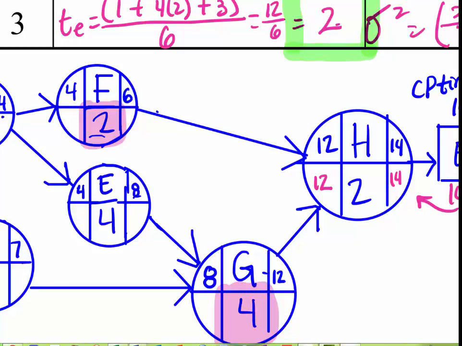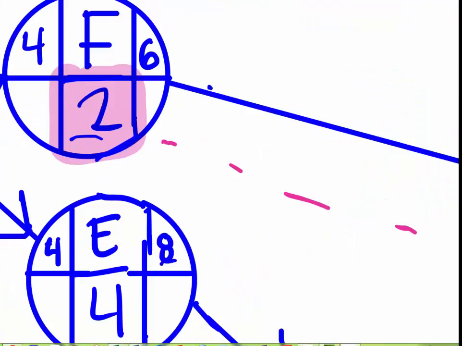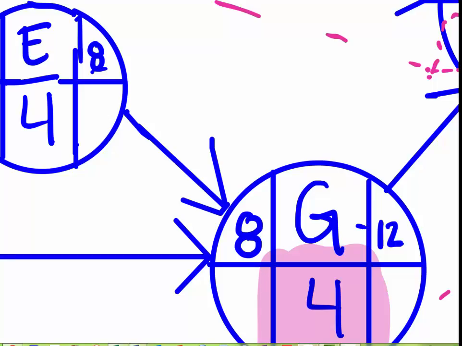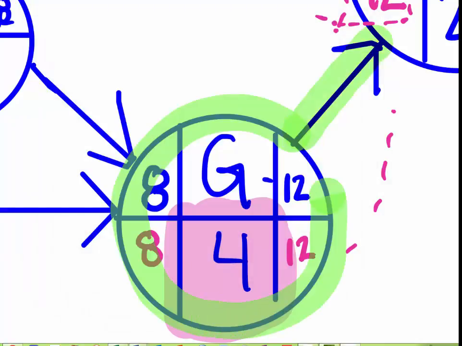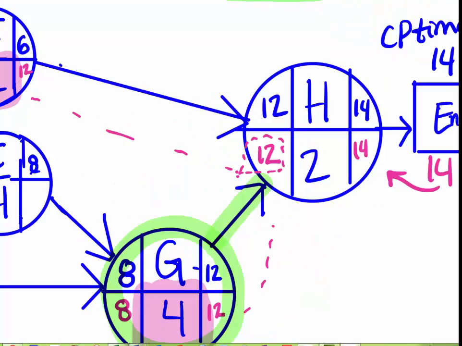Remember, this is the late start time, and the late start time of an activity goes back to the immediate predecessor, so that's going to be F and to G, and that is going to be their latest finish time. So F must be done by 12 and G needs to be done by 12. So G, in order for it to be done by 12, it's going to have to start by 8, which means there's no slack here, so it must be on the critical path. So we'll go ahead and highlight that. And H also has no slack, so it is also on the critical path.